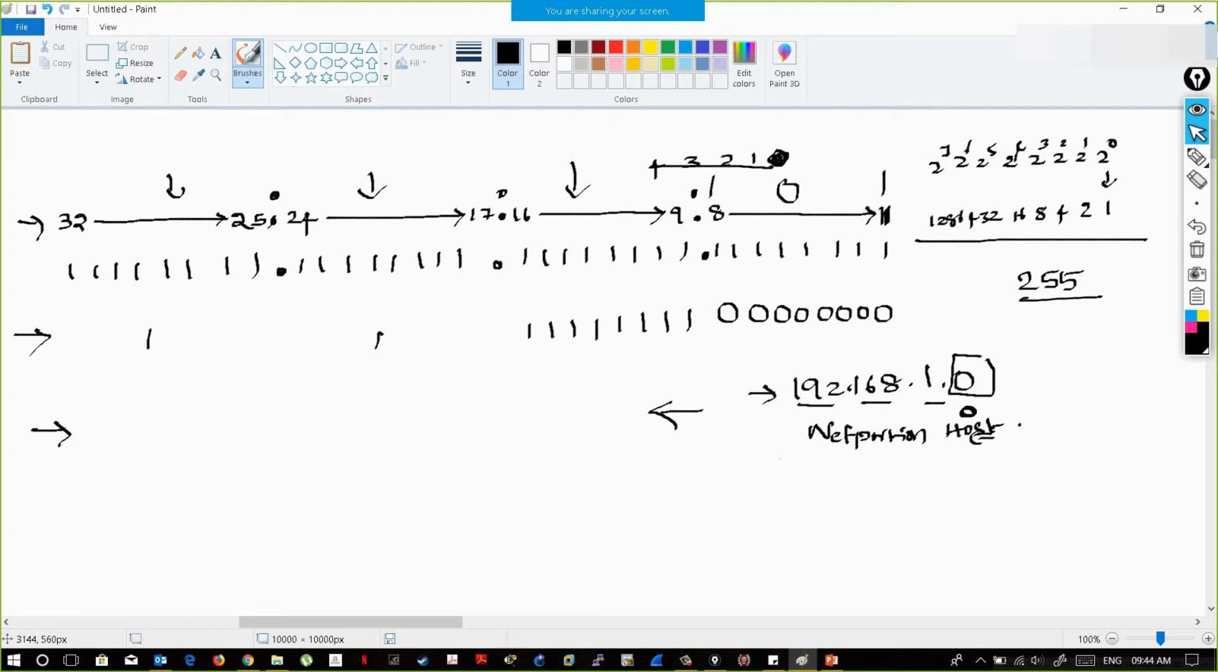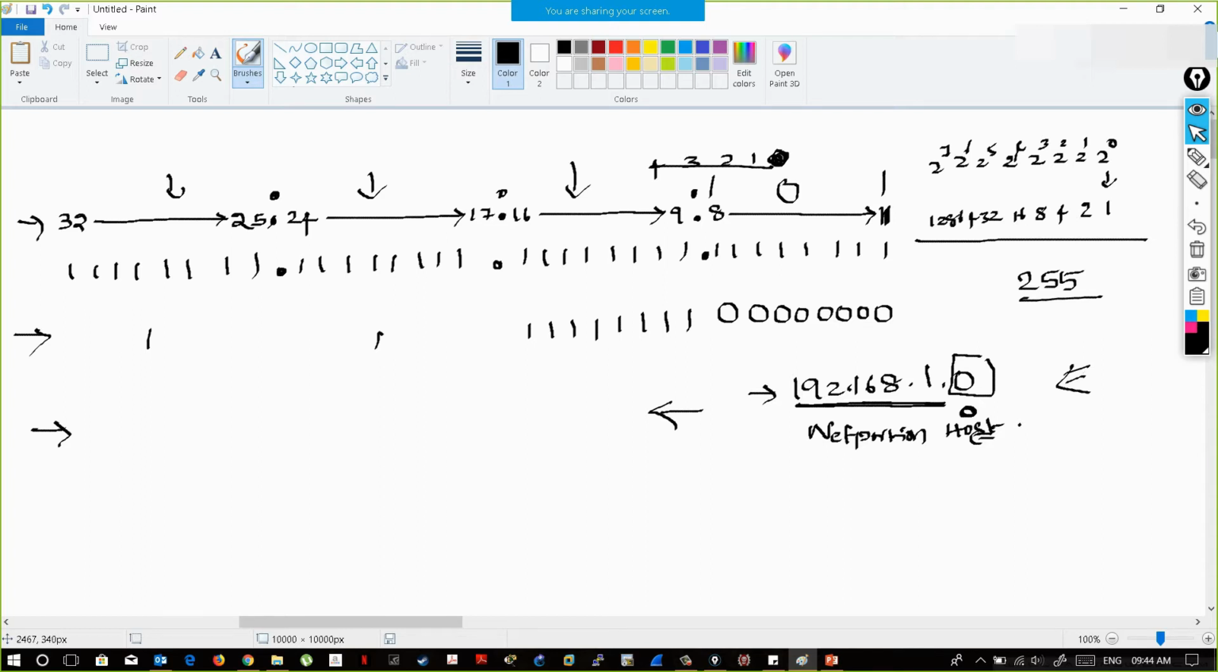Right? Whatever you think, the network portion will never be changed. The network portion will always be the same, but the host portion will vary according to the PC. One PC will have one host part, another PC will have another host part. But the network portion for all these PCs will be one.